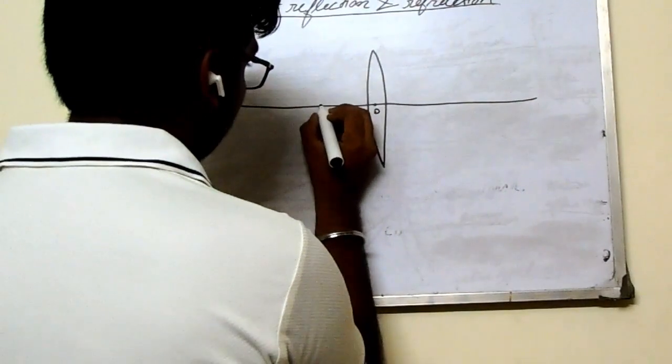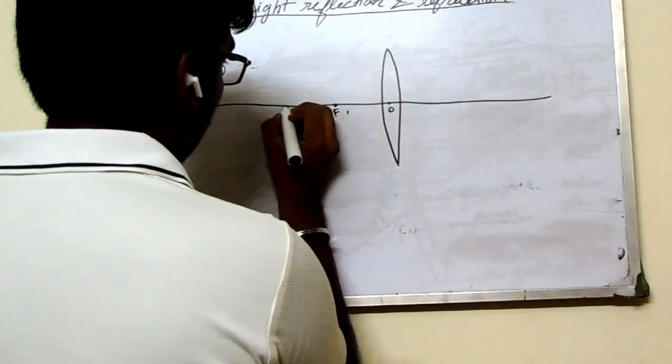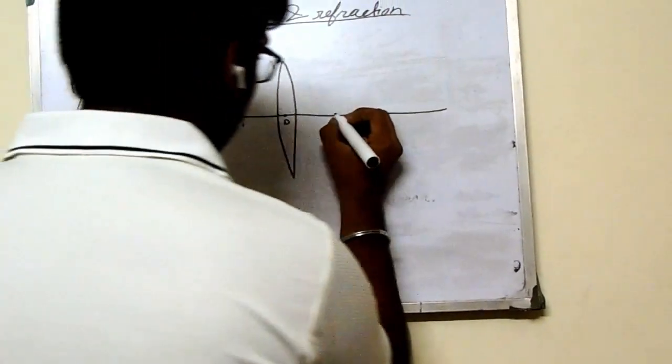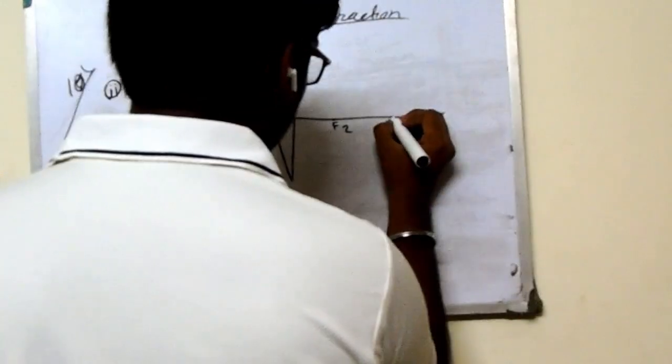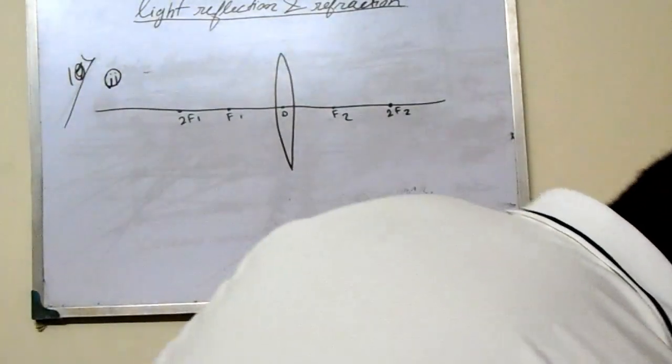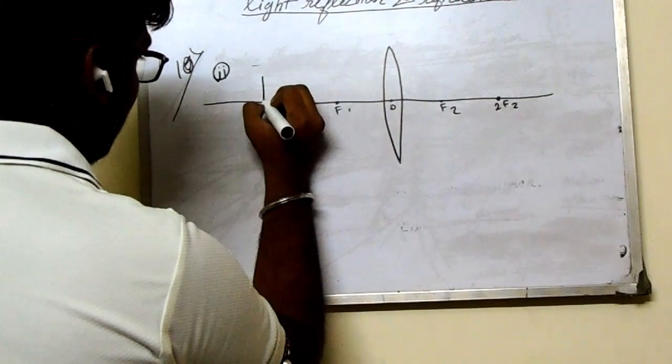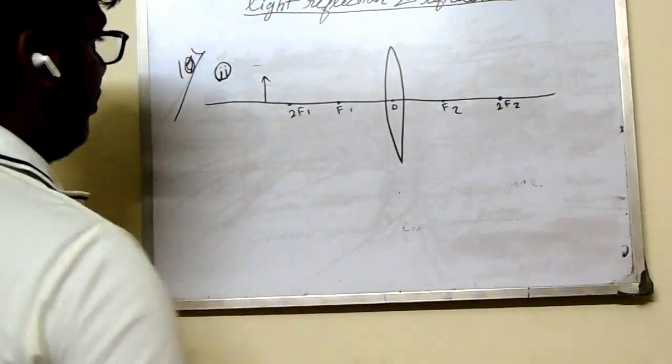Center, f1, 2f1, f2, 2f2. Okay, so let here the object be placed at beyond 2f1.